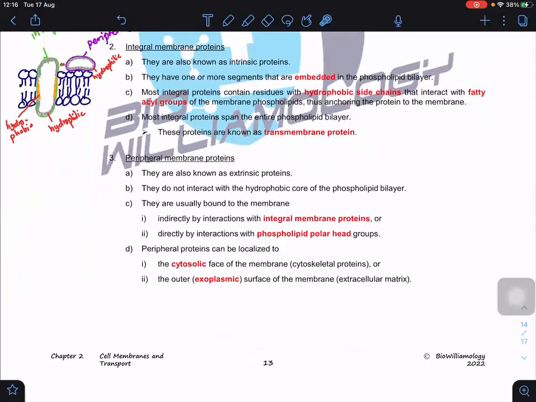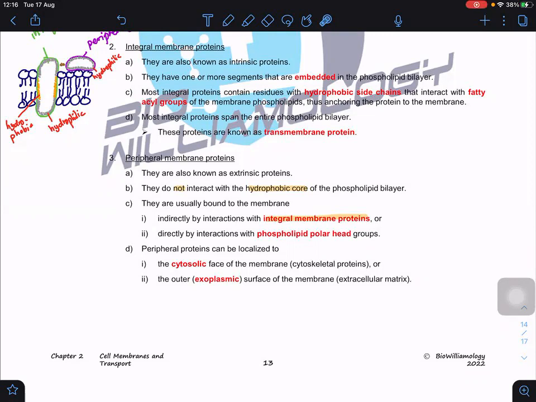So what's peripheral protein? Peripheral protein, also known as extrinsic protein, does not interact with the hydrophobic core of the phospholipid bilayer. They are bound to the membrane by either interacting with the integral membrane protein, or they interact with the hydrophilic polar heads of the phospholipid bilayer.